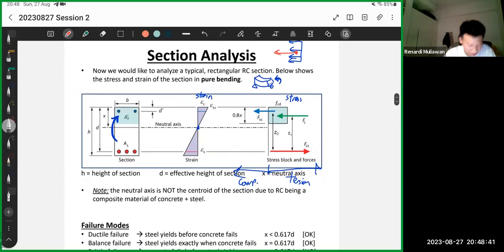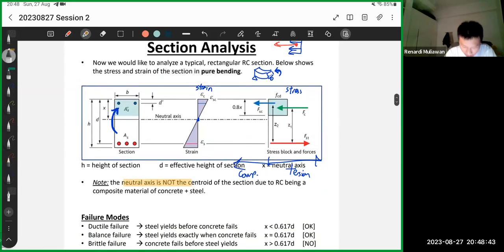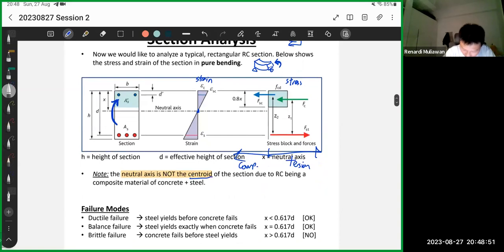And then I have something to note. The neutral axis is not the centroid. Those are two different things. The centroid is the geometrical center.